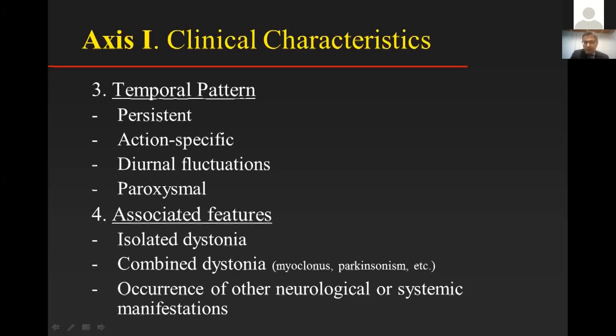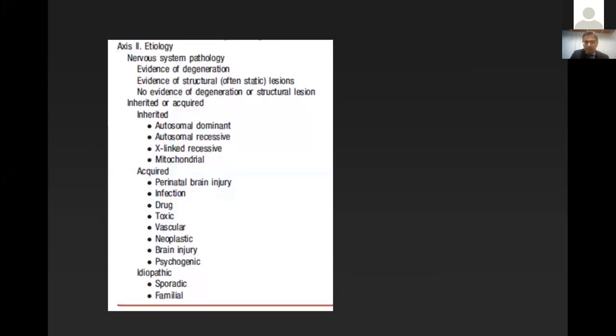Does the patient you are seeing with dystonia have isolated dystonia, or is the dystonia combined with other either neurological or systemic manifestations? So for instance, in your patient with dystonia, you've seen that he's got dystonia, but you're going to spend your time looking at, are there other features? Is there myoclonus, for example? Is there Parkinsonism? Does he have peripheral neuropathy, etc.? Because that will help you deal with the etiology.